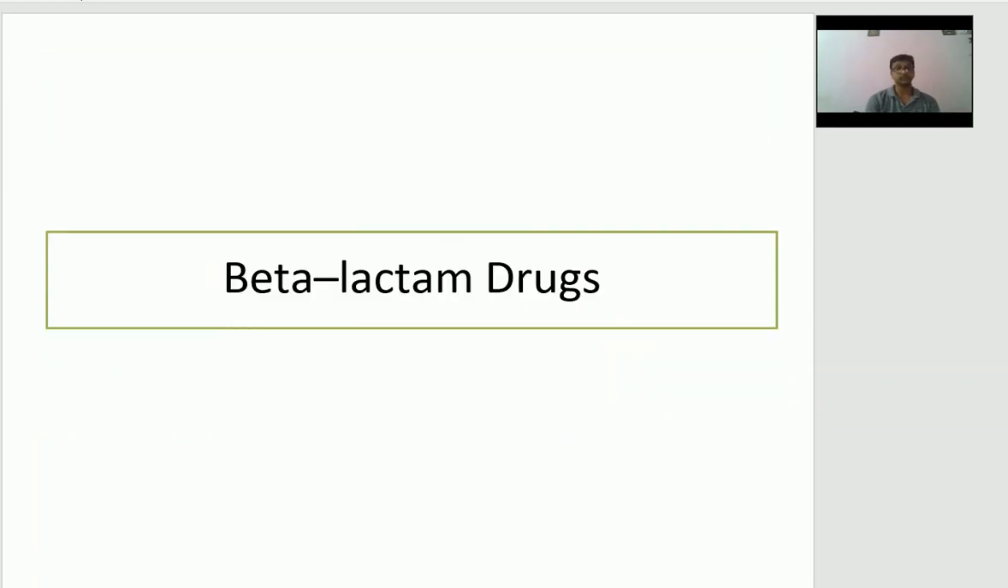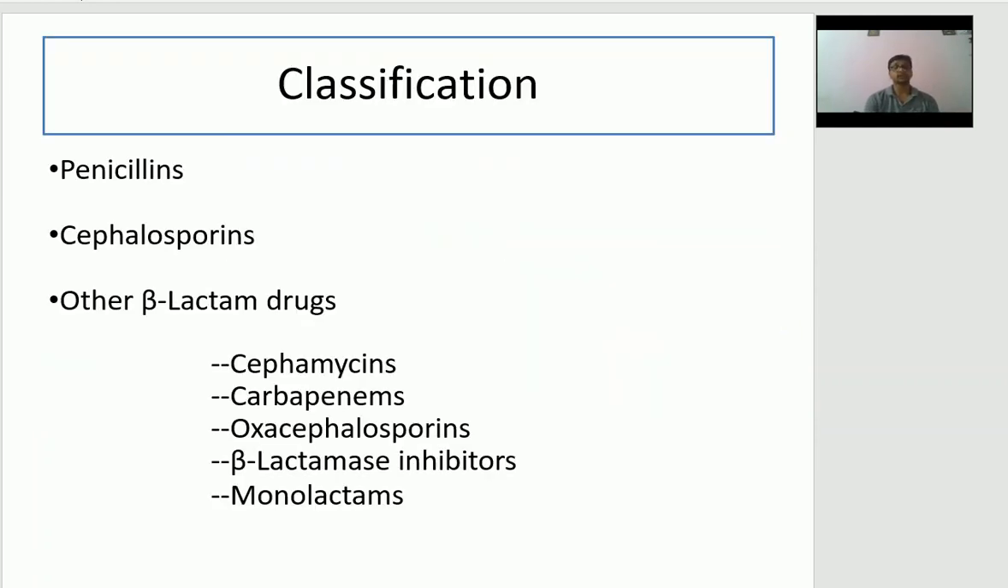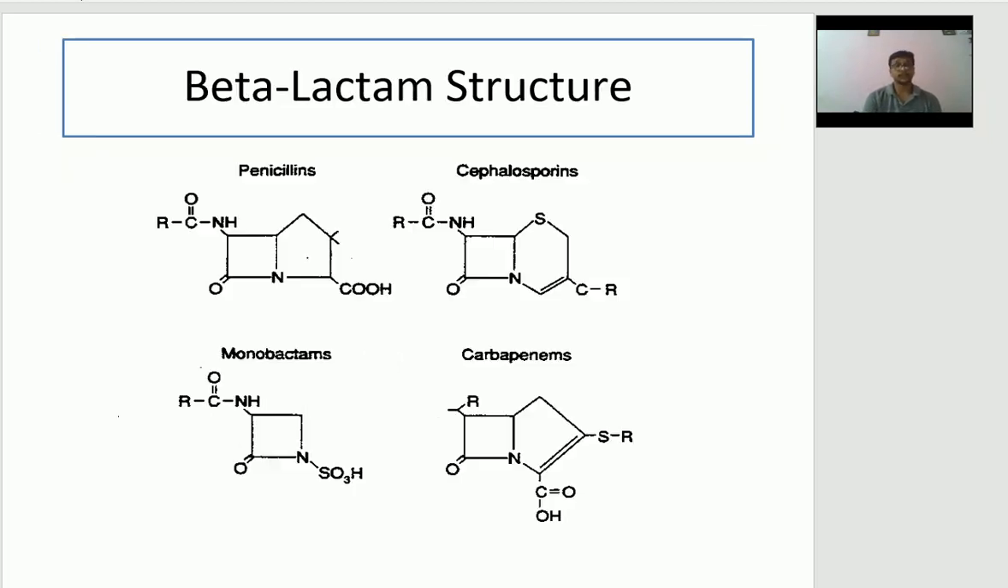Then next are the beta-lactam drugs. The classification is penicillin and cephalosporin. Other beta-lactam drugs are cephamycin, carbapenems, oxacephems, beta-lactamase inhibitors, monobactams. Examples of some beta-lactams with structure: the penicillin structure is given, the cephalosporin structure is given, then the monobactam structure is given, and carbapenems.